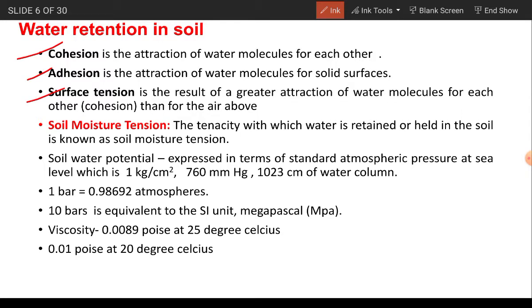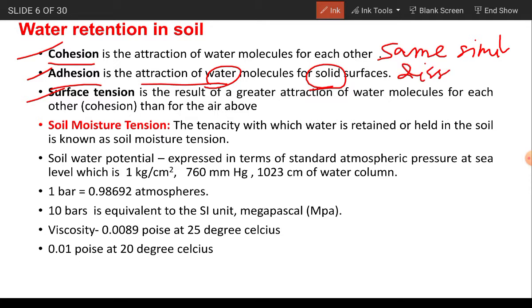Cohesion is the attraction between same or similar molecules, but adhesion is the attraction of water molecules with solid surface. Because solid surface and water are both different, dissimilar molecules are attracted, and then it is called adhesion. Surface tension is the result of a greater attraction of water molecules with each other and then the above air.